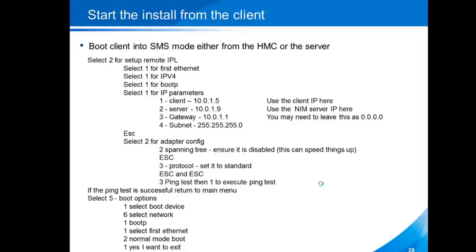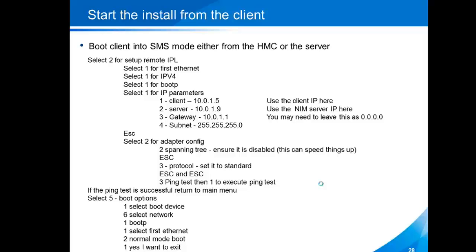If it's successful, that does not necessarily mean that your install will work, because there's other things that can happen. But if it's successful, it means you have communication. So we go back to the main menu and we select boot options. So you're going to select your boot device and select the network, and obviously make sure that you select the same network adapter that you picked up above.